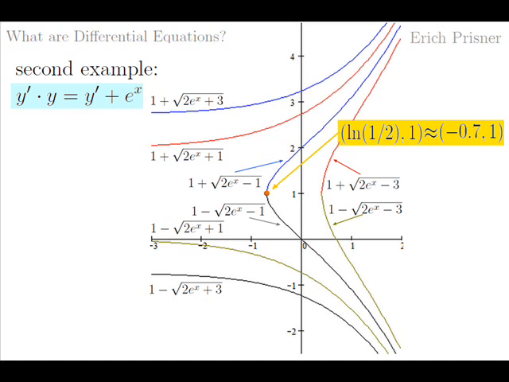If we choose the orange point with coordinates ln of 1/2 and 1, about negative 0.7 and 1 in our example as initial point, so if we require f of negative 0.7 to be equal to 1, then we only have two solutions, 1 plus square root of 2 times e to the power of x minus 1, and 1 minus the same radical.